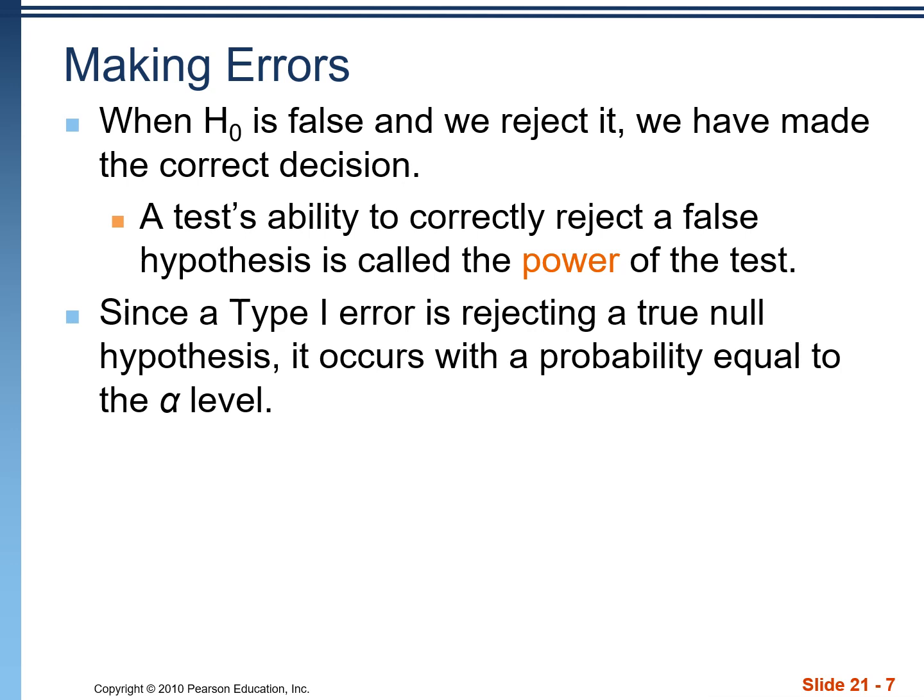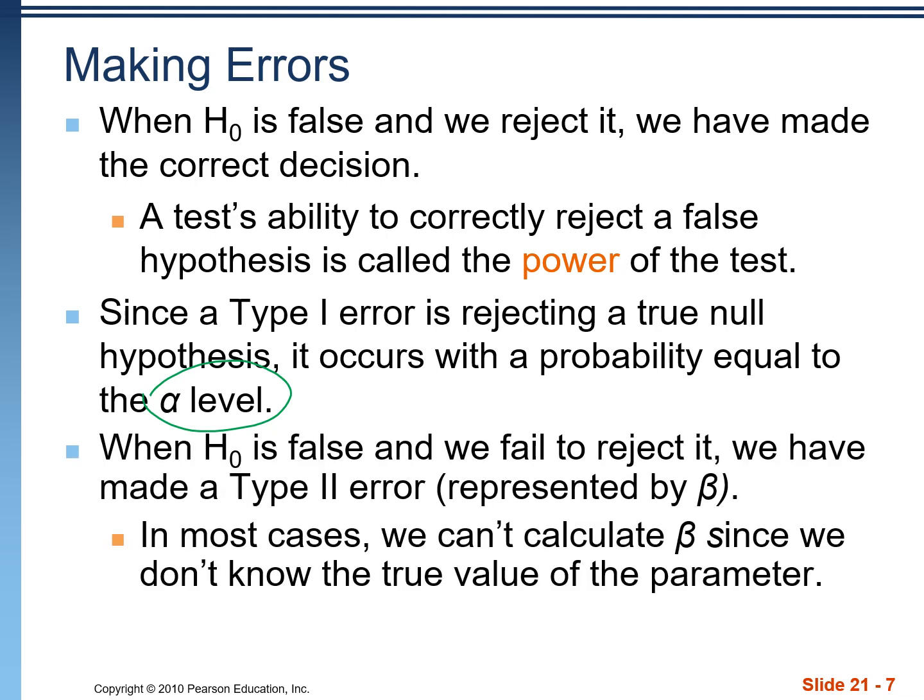Type 1, for example, is when we reject a true null hypothesis, and this is going to occur with the probability of whatever our alpha level is. So if we're working with an alpha level of 5%, we're going to make type 1 errors 5% of the time. Type 2 errors are a lot more difficult to assign a probability to, because really to do that, we need to know what's the actual value of the parameter. In most cases, we don't know that. So we use the variable beta to represent the probability of a type 2 error.